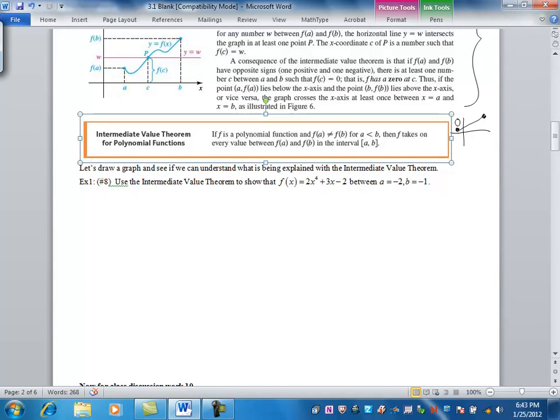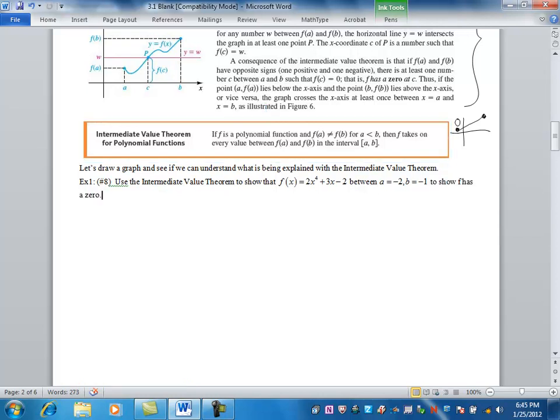All right, so let's draw a graph and see if we can understand what's being explained here. We just kind of did that. Let's look at example 1 in our notes here. This is problem number 8 from the problem set. It says use the intermediate value theorem to show that f of x equals 2x to the 4th plus 3x minus 2 has a zero between a equals negative 2 and b equals negative 1. And so our goal here is to show that this function has a 0 somewhere between negative 2 and negative 1. So let's check this out here.